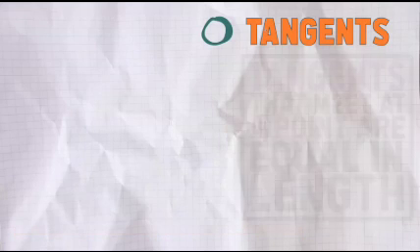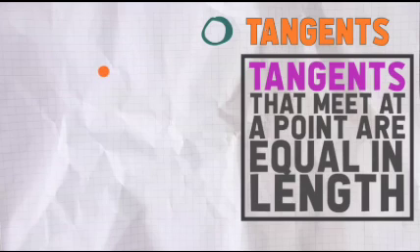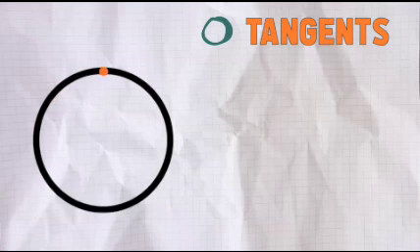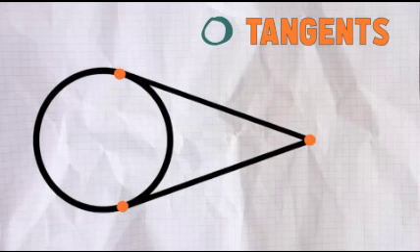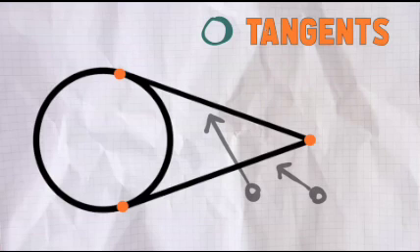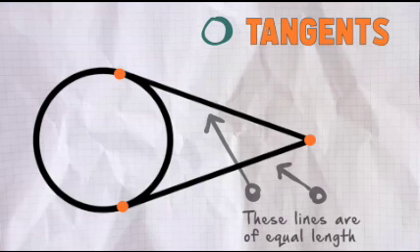Tangents that meet at a point are equal in length. If you take 2 tangents from the circle and they meet up at a point as they do here on the right hand side, those 2 lines will always be the same length.